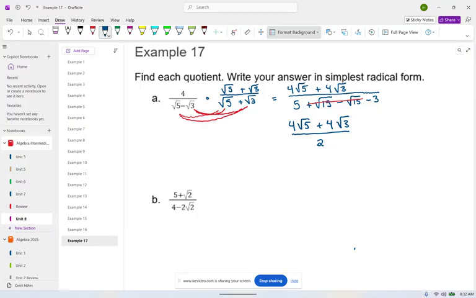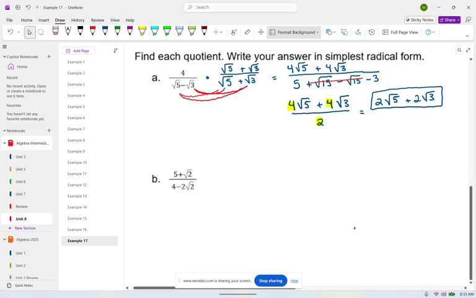Now we're going to simplify. We notice that 4, 4, and 2 are all divisible by 2. So we're going to divide them all by 2. So this will be 2 square root of 5 plus 2 square root of 3 over 2 divided by 2 is 1. So this is going to be our final answer here. Okay, so that's a conjugate.